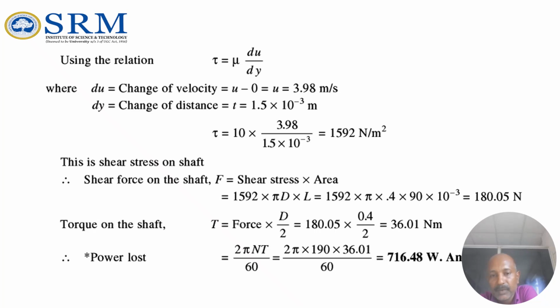Next, find the force. Force equals shear stress into area. So stress equals 1.92 into pi D L, which is pi into 0.4 into L length 90 into 10 to the minus 3. So you get the value 180.05 Newton. Then the torque: torque equals force into perpendicular distance, otherwise the radius, so force into D by 2, right? So you get the torque value. The power loss is 2 pi N T by 60. Otherwise, we find it as torque into angular velocity, and you get the same value, okay.